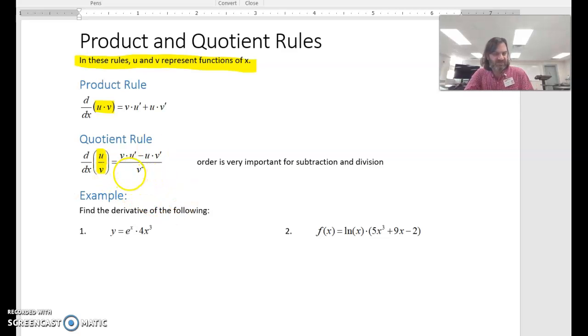So the derivative of this would be a numerator v times u prime minus u times v prime, over a denominator of v squared. Okay, so because subtraction and division are important as far as order, if you change the order of two things subtracted, you get a different answer. You don't want to mess that up. Okay, so let's see how these are used.